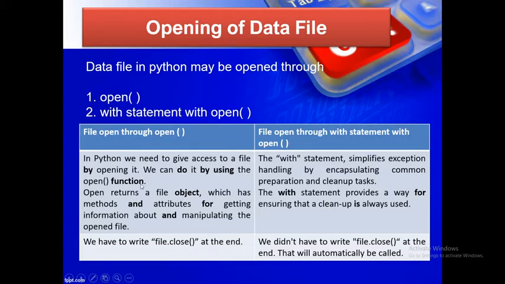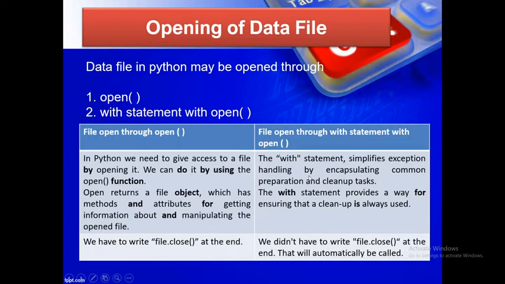Once the data file is open, we are allowed to do any sort of operations in it. The open function returns a file object which has methods and attributes for getting information about and manipulating the open file. Here the with statement simplifies the exception handling. Exception handling means error handling.